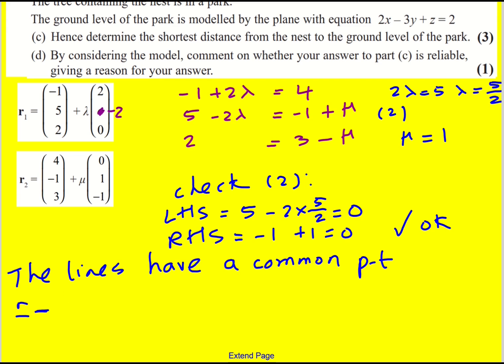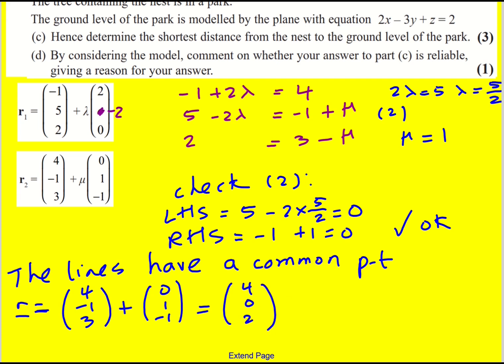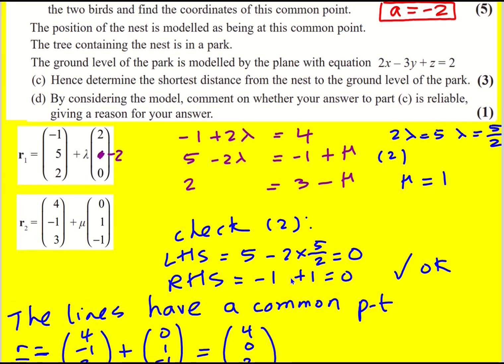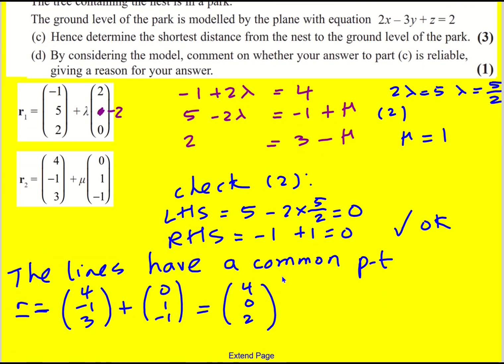It's going to be easiest because mu is 1. It's going to be easiest to sub back into the bottom one. 4 minus 1, 3 plus just 0, 1 minus 1, which then gives 4, 0, 2. And hence our common point, the coordinates, is going to be 4, 0, 2.